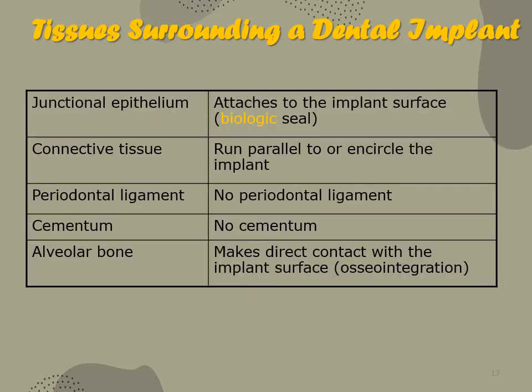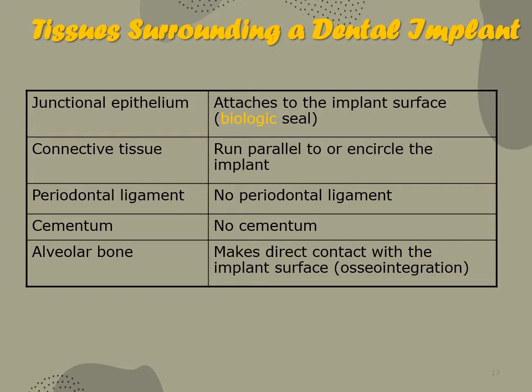Tissue surrounding the dental implant. So here we have the junctional epithelium, which does attach to the implant surface with a biologic seal. It's very weak, but it does essentially attach. Then we have connective tissue, which runs parallel and encircles the implant, but the connective tissue doesn't attach. Connective tissue doesn't attach to a real tooth, so that makes sense. And then periodontal ligament: in an implant, there is no PDL. Cementum: in an implant, there is no cementum. And then alveolar bone, this is going to make direct contact with the implant surface.